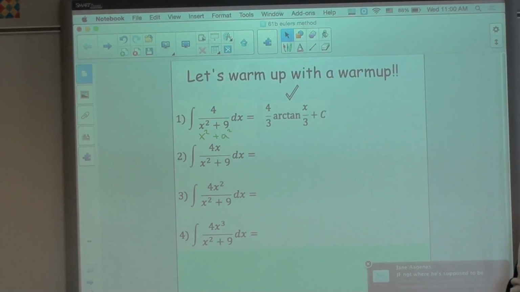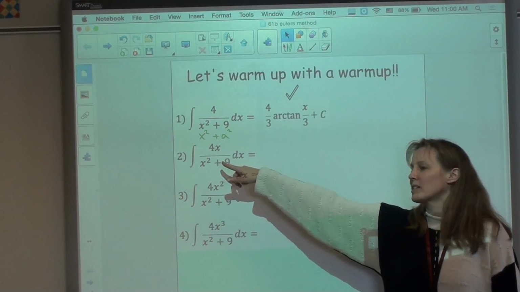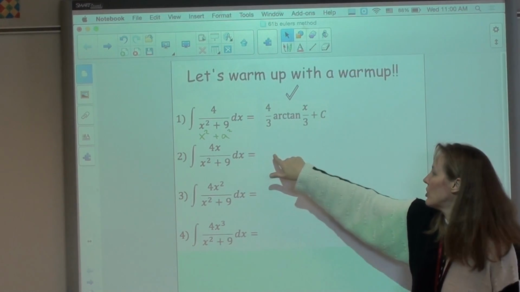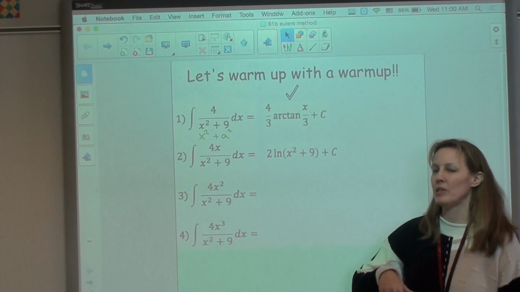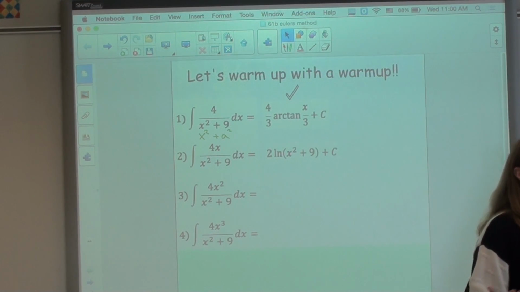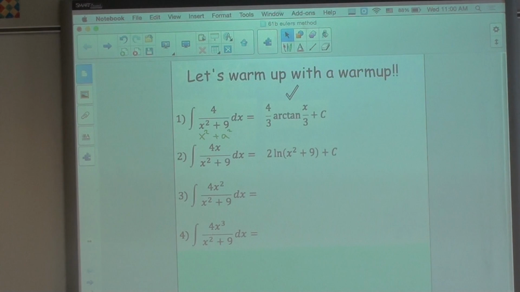Good. Okay, so the next one you have an x over an x squared. Does anyone know what method you have to use for that? A u sub, right? So you do a u sub and you end up with a natural log. You can have the absolute value, but since it's x squared plus 9, you can also drop the absolute value because the argument's always positive, right? So either way is fine.